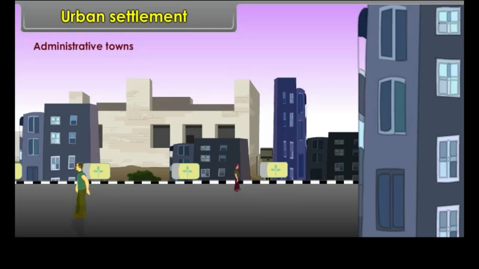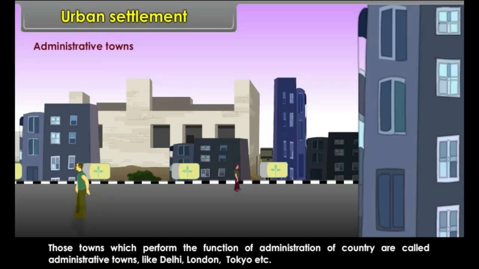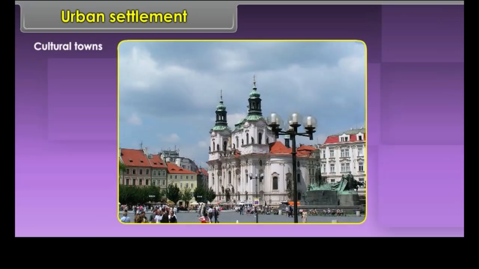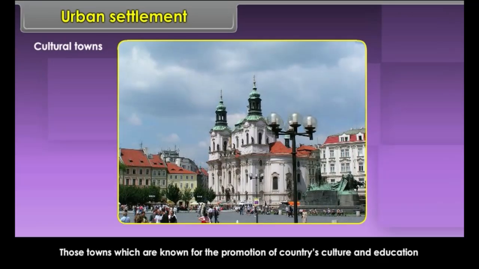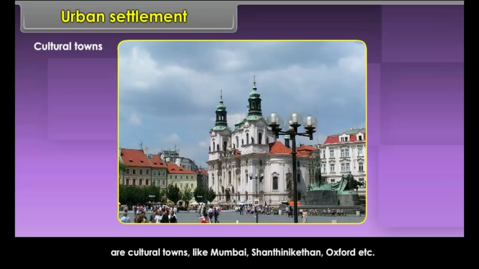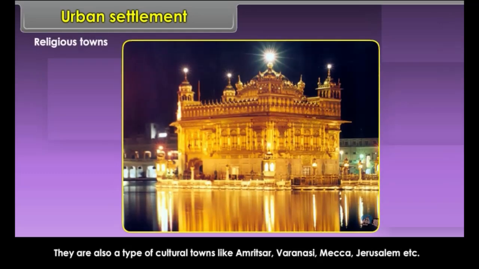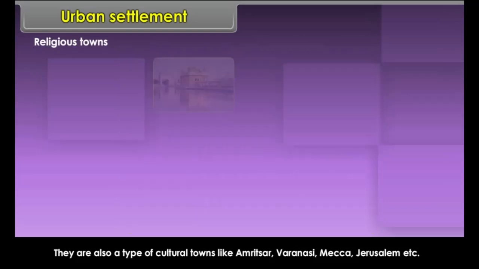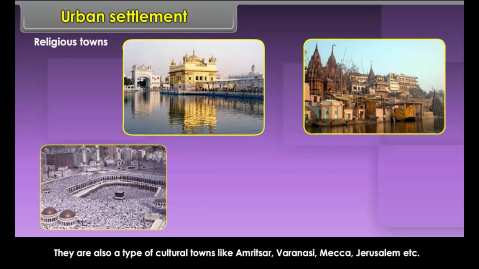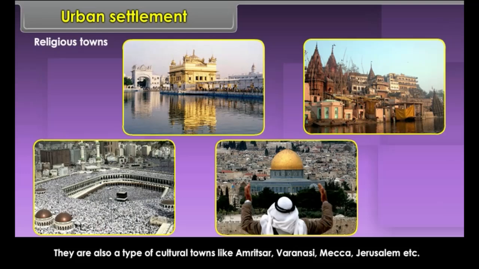Administrative towns. Those towns which perform the function of administration of the country are called administrative towns, like Delhi, London, Tokyo, etc. Cultural towns. Those towns which are known for the promotion of country's culture and education are cultural towns, like Mumbai, Shantiniketan, Oxford, etc. Religious towns. They are also a type of cultural towns like Amritsar, Varanasi, Mecca, Jerusalem, etc.